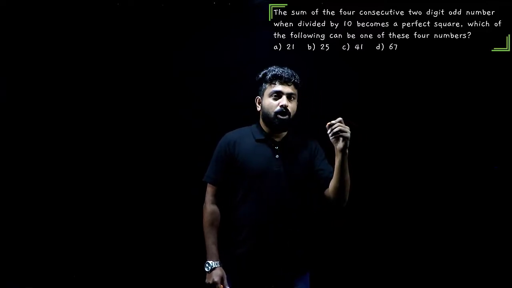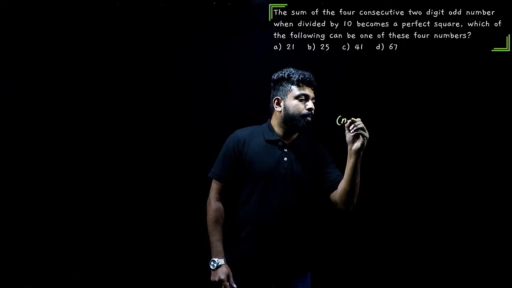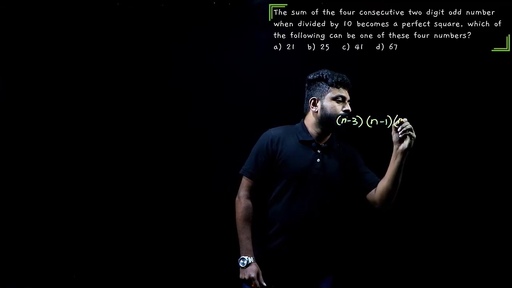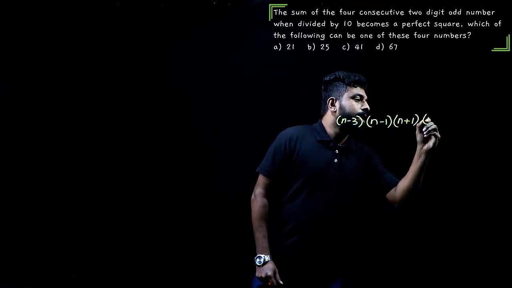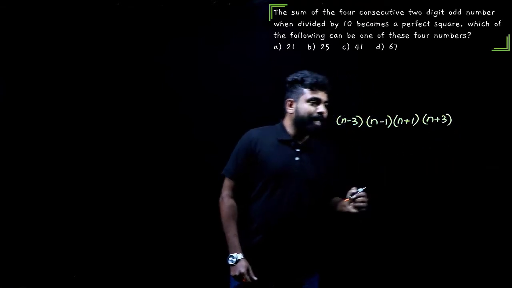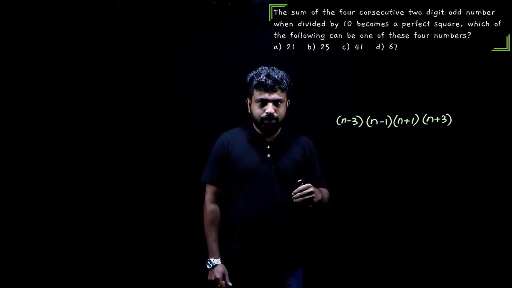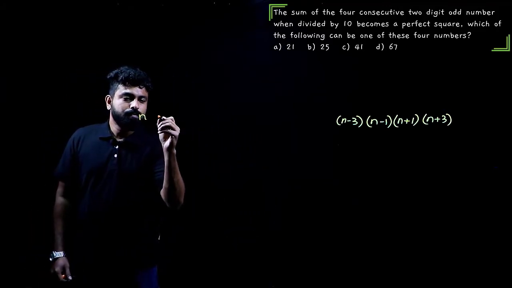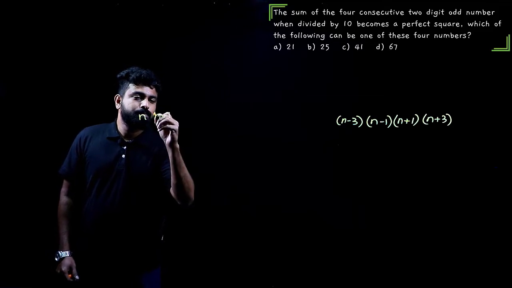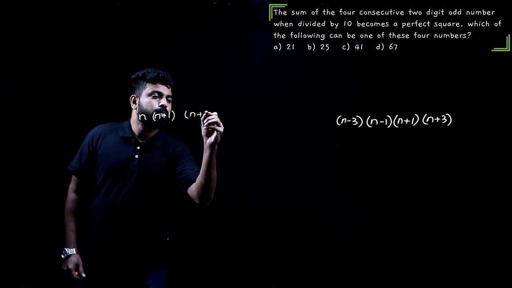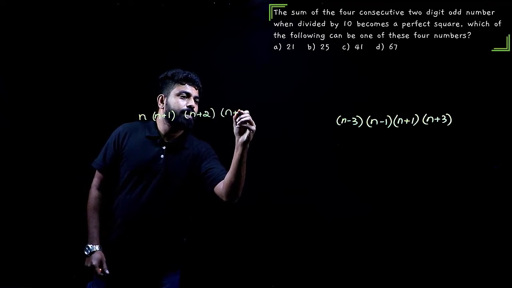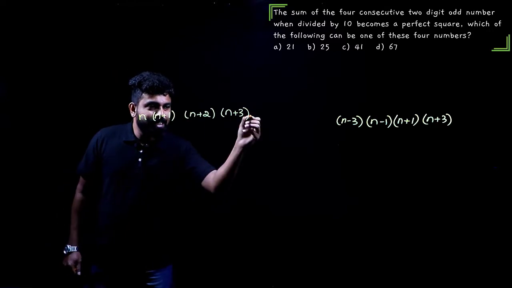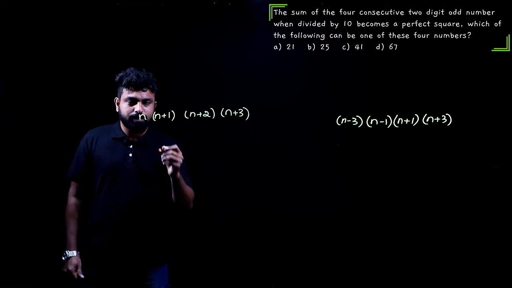Let my 4 consecutive odd integers be n minus 3, n minus 1, n plus 1 and n plus 3. Why did I take these to be my 4 consecutive odd integers? Why didn't I just take n, n plus 1, n plus 2 and n plus 3 to be my 4 consecutive odd integers? Let us see that. Now, if I take this as my 4 consecutive odd integers, what happens?